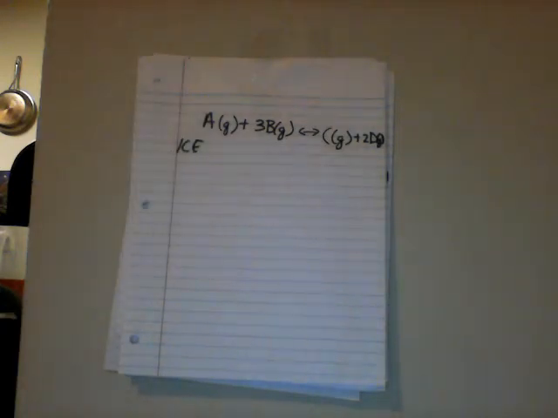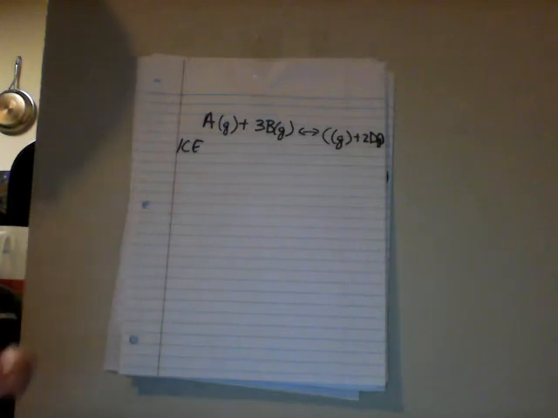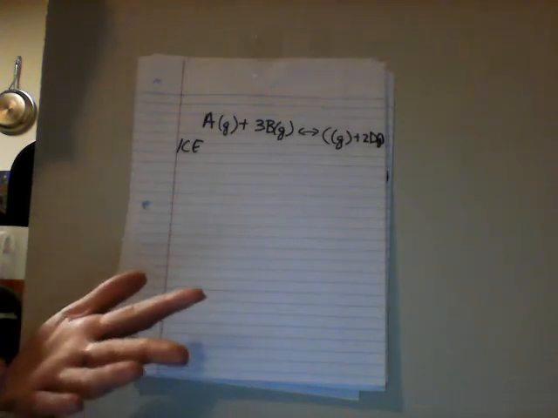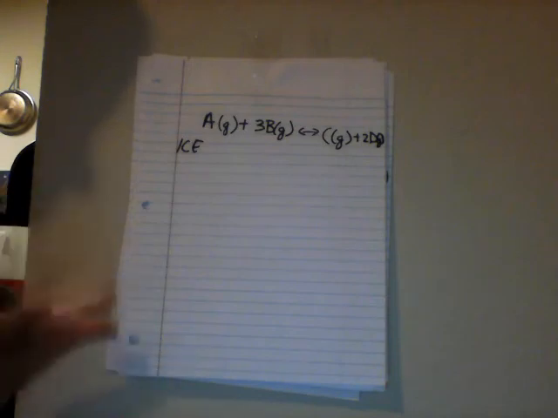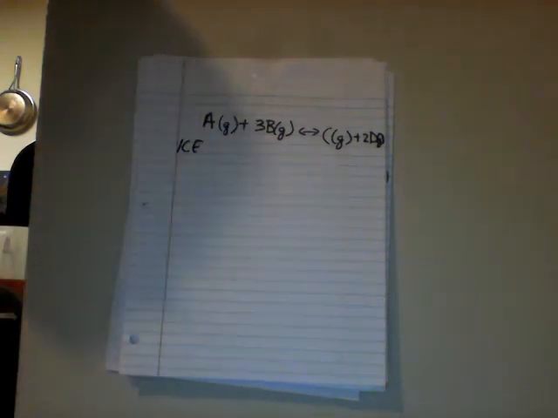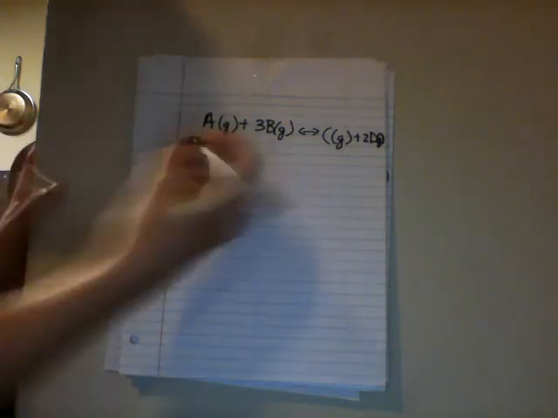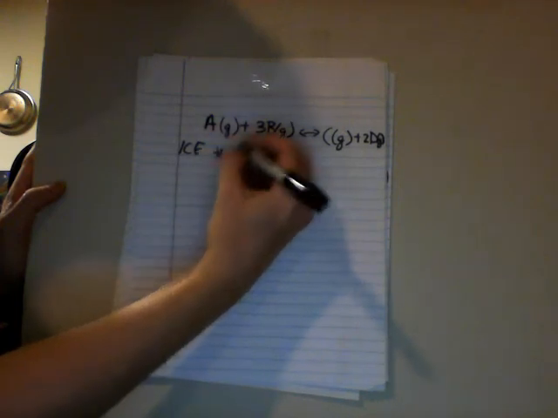A lot of times, and the next question after this will actually be another good indication of what keywords I'm looking for when I need to write out an ICE table. This one says the following gases are added. It gives me initial values. A lot of times they'll actually say these are my initial concentrations. So that's a good indicator: they have an initial value and they ask what my values are at equilibrium.